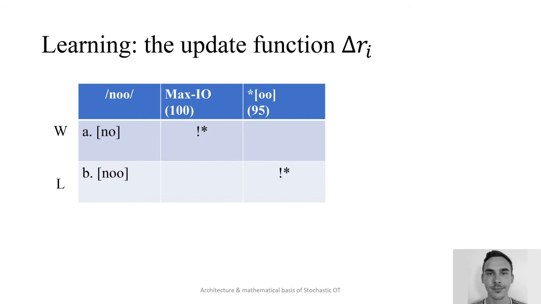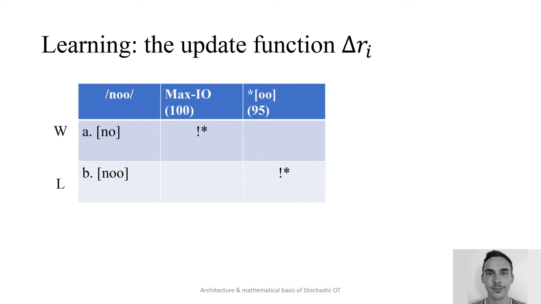Now let's assume that this is the current state of the learner's grammar, where maxIO's ranking value is higher than *OO's ranking value. The learner will thus most probably produce candidate B, "no", as the optimal candidate because B does not violate the higher ranked constraint max, given that all segments from the input are preserved, which makes it more harmonic than A, which does not do that. Because A violates max by deletion of the second O in order to fulfill the markedness constraint *OO that is ranked lower.